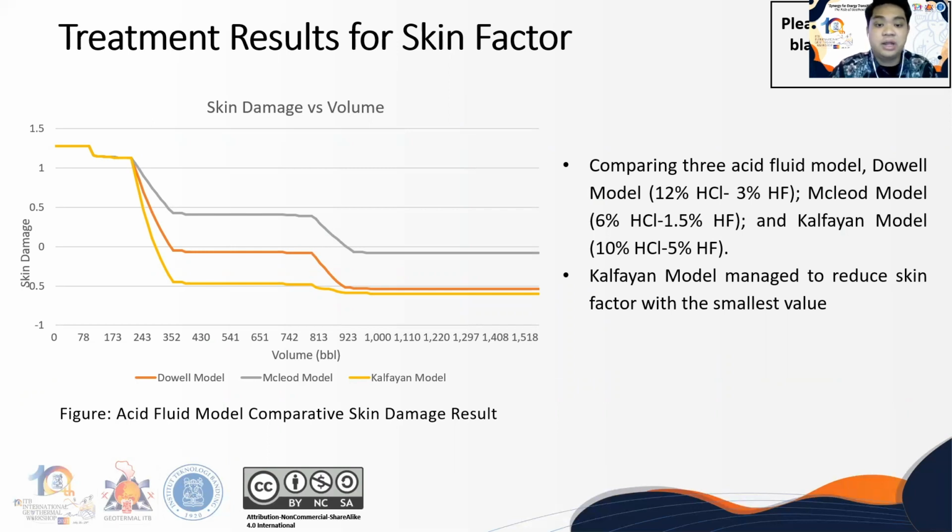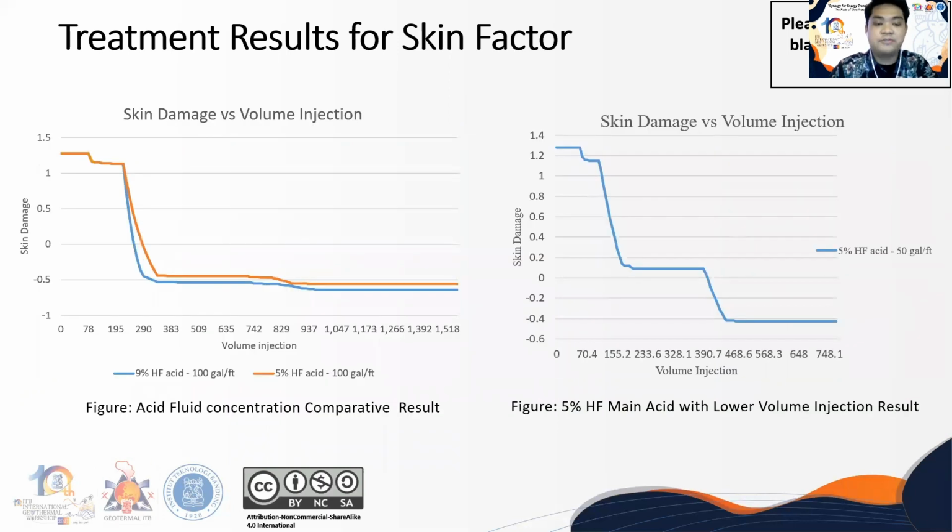In addition, it can be seen also that the greater the concentration of HF used in the model, the more optimal the result obtained. This graph is the Calvin model with 5% HF. It is confirmed when compared to the concentration and volume of another fluid model, that is HF acid. 9% HF acid shows a more optimal result, seen from the decrease in skin factor. Then it's the same as the previous Calvin model. Acid fluid 9% HF and 5% HF at a volume rate of 100 gallon per feet does not reduce the skin factor value significantly when the skin factor value is in the range of minus 0.5.